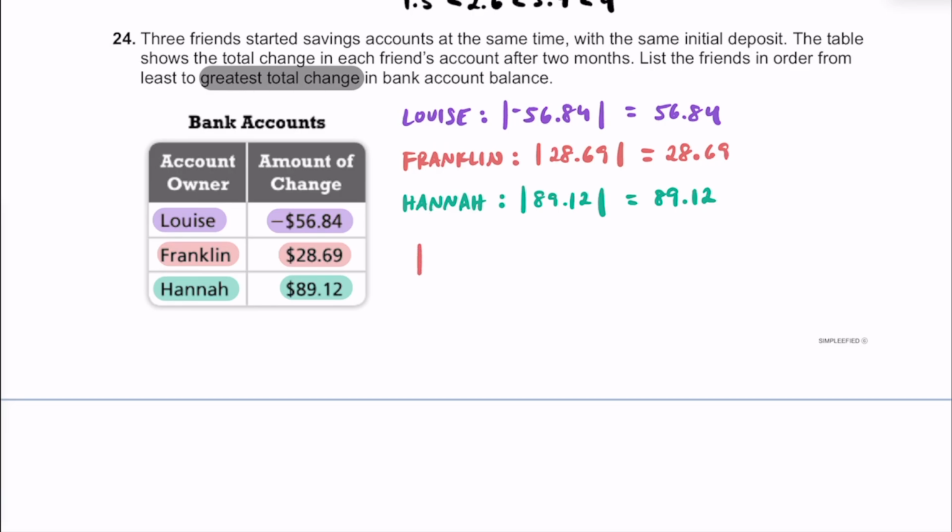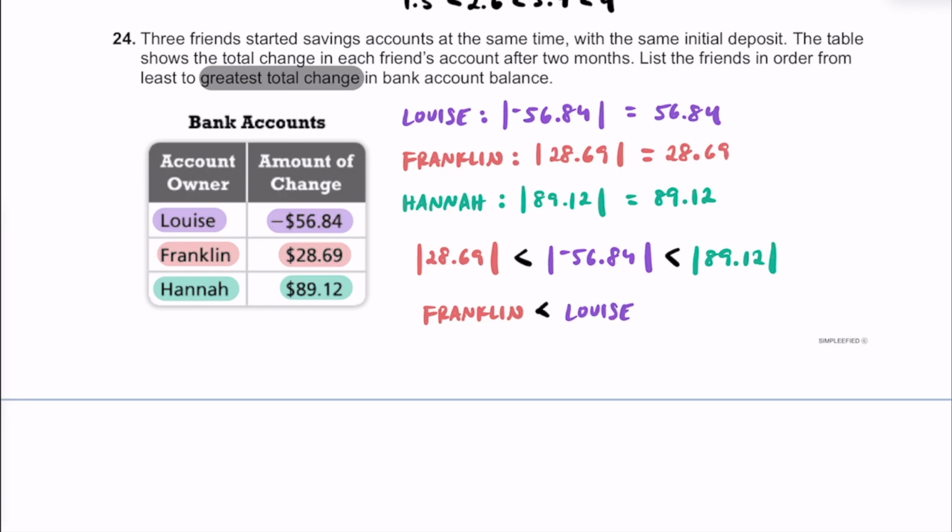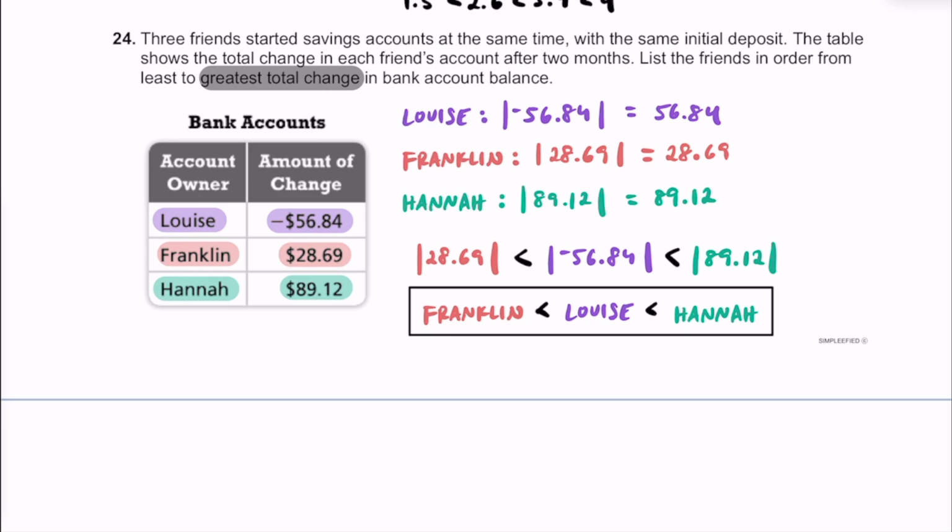So we can say that the absolute value of Franklin's account here, or the amount it changed, was less than the amount that Luis's changed. So that would be less than the absolute value of this $56.84. And then Luis's didn't change nearly as much as Hannah's account. Hannah's account changed by $89.12. So Hannah's must have changed the most. So Franklin's account changed the least, Luis's account changed the next least, and Hannah's account changed the most. This would be their names listed in order from the least amount of change to the greatest total change.